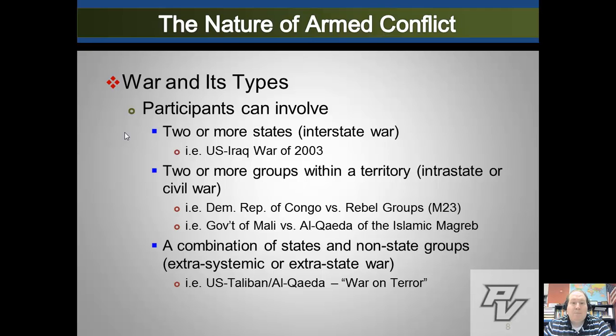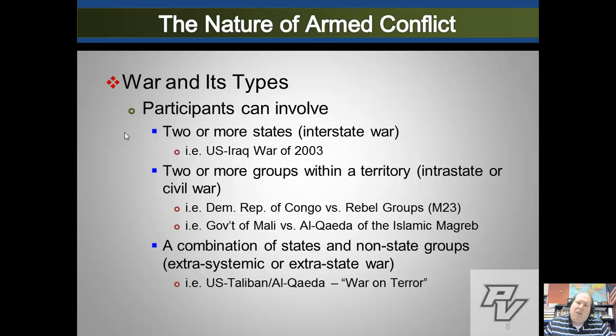There are three major types of war, and these types are based on which countries or which groups are involved. So the first type is the classic idea of war. When we think of war, we're thinking of two countries clashing over any number of issues. That's an interstate war, okay? The U.S.-Iraq War of 2003 is a great example of an interstate war. And most of the things that you probably studied in history in terms of what war looks like are interstate wars. We rarely talk about other kinds of conflict, especially in history courses.